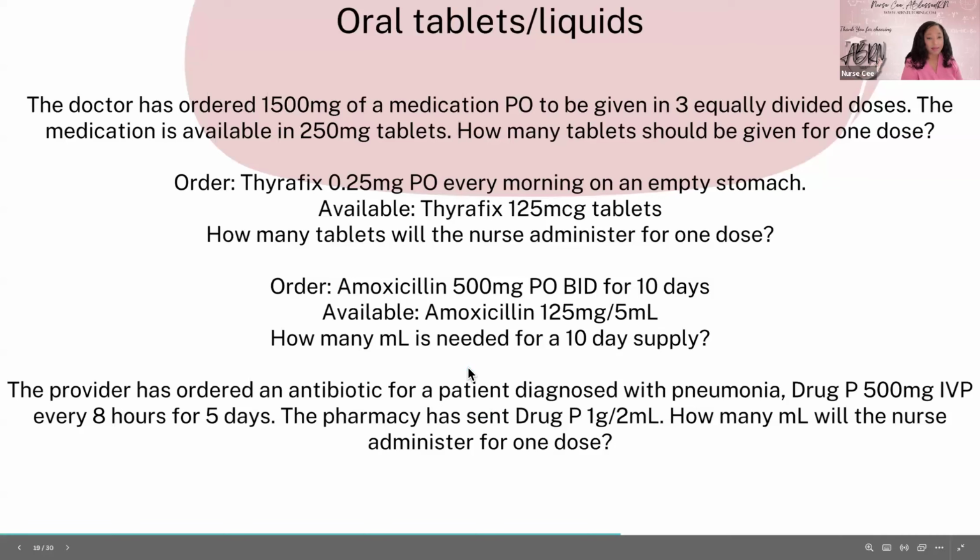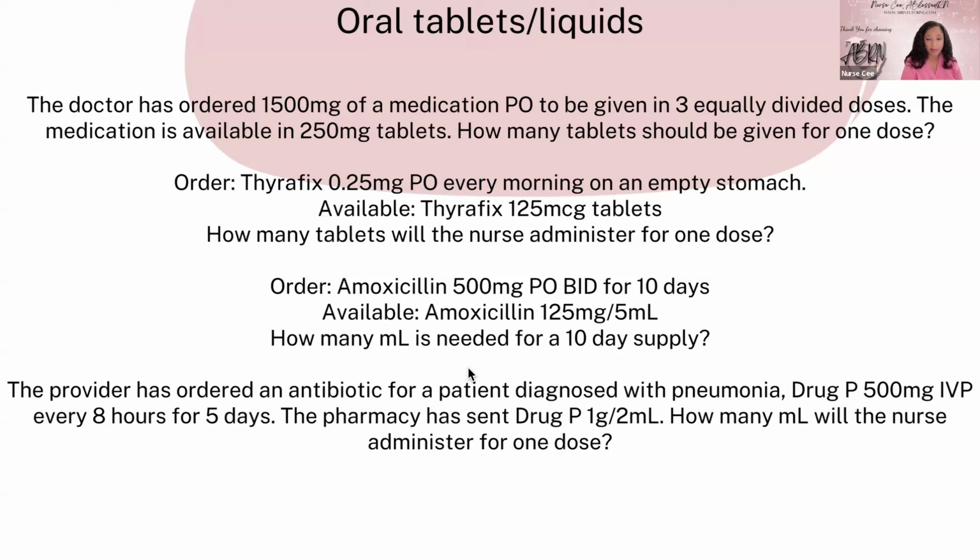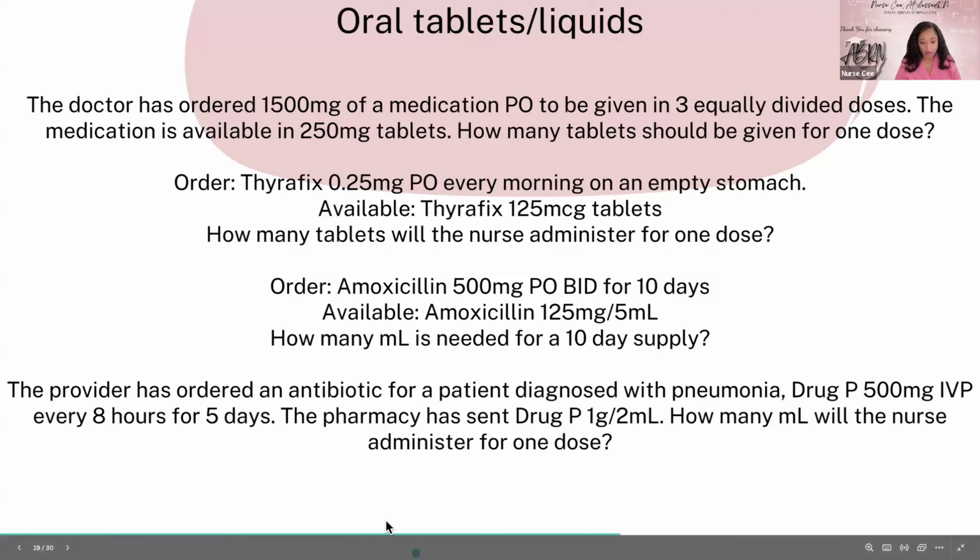So if you had Thyrofix, 0.25 milligrams by mouth every morning on an empty stomach, available is Thyrofix 125 microgram tablets. How many tablets will the nurse administer for one dose? Okay, so we've got Thyrofix 0.25, that's ordered. And then we have tablets is 125 microgram tablets, okay? And we want to know how many tablets that you would give for one dose. So let's switch it over and see how we do it.